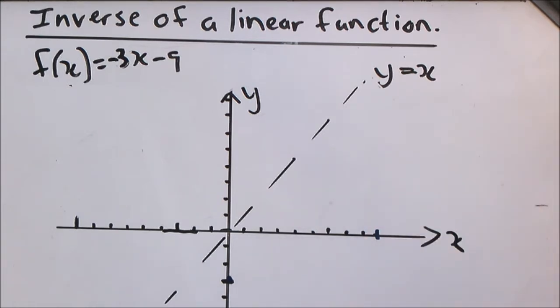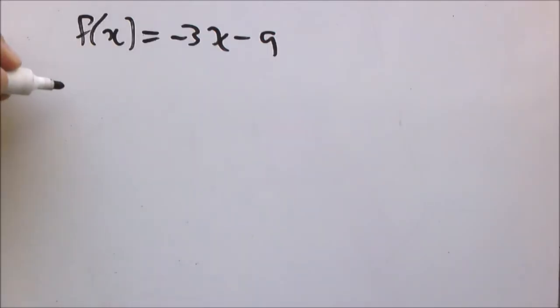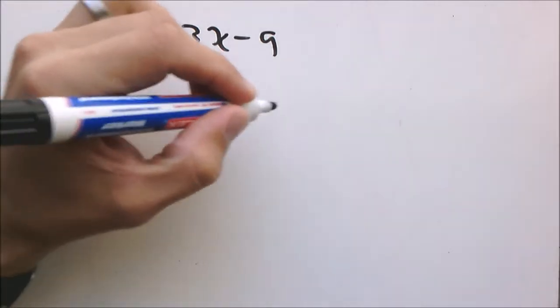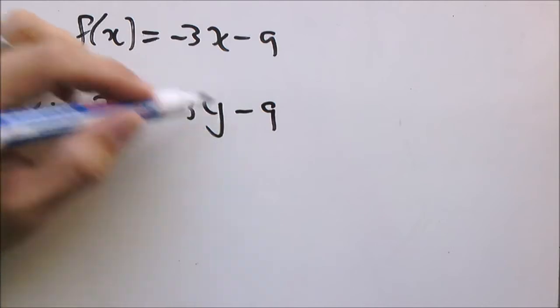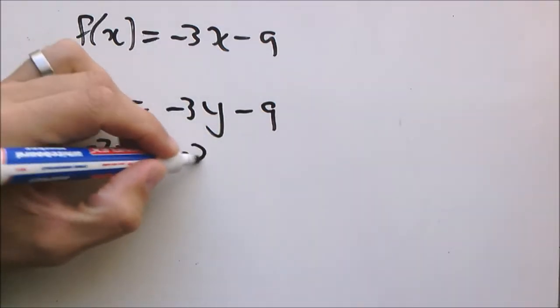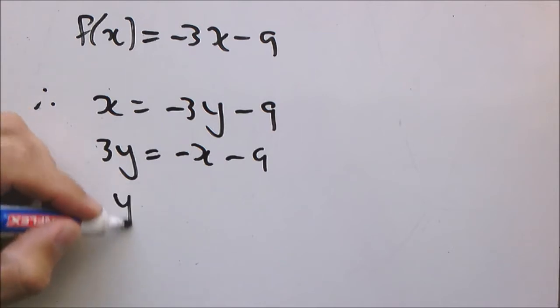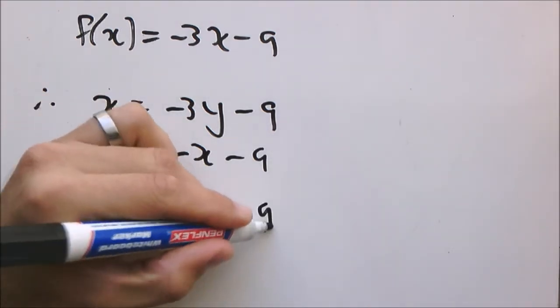So for this example, our function is negative 3x minus 9. The first question is: draw the function and the inverse function on the same set of axes. Okay, so that's what we're going to do. If y equals negative 3x minus 9, then in order to get the inverse, we swap the x and the y. Now I'll take the negative 3y across, becomes 3y. Take the x across, becomes negative x minus 9. Divide by 3, and y will be minus 1 over 3x minus 3.